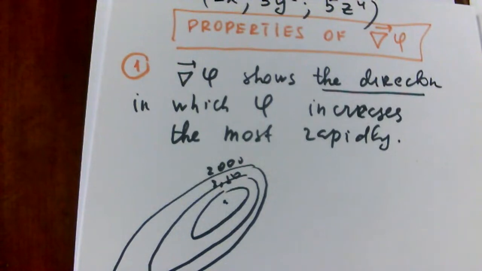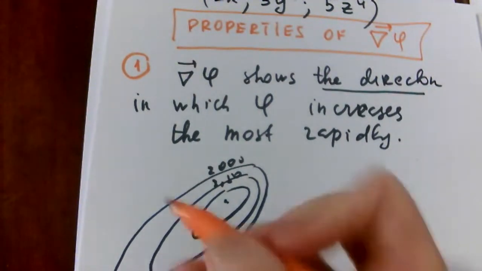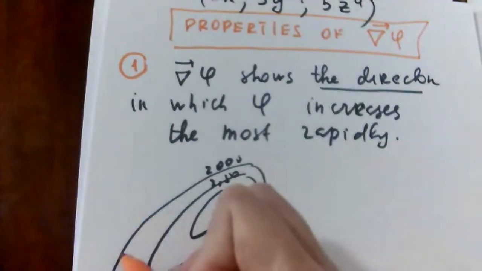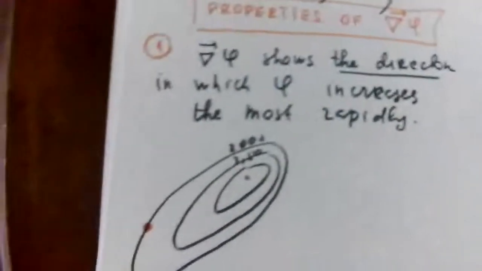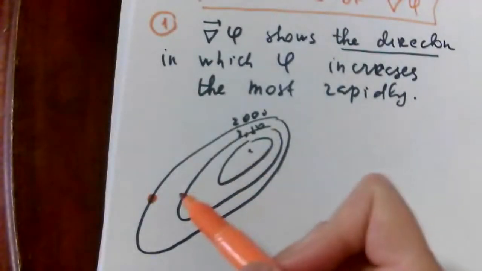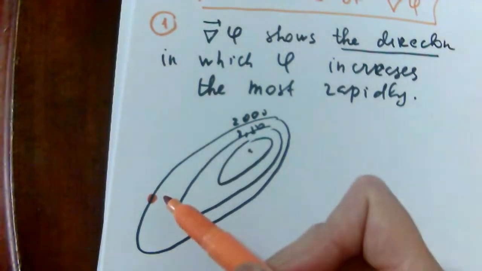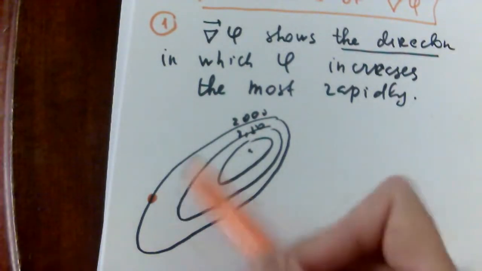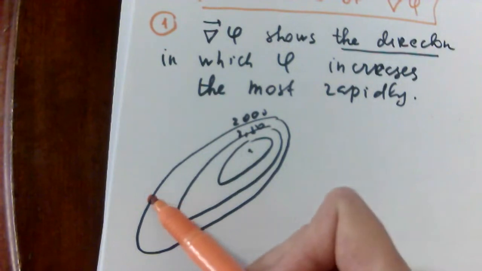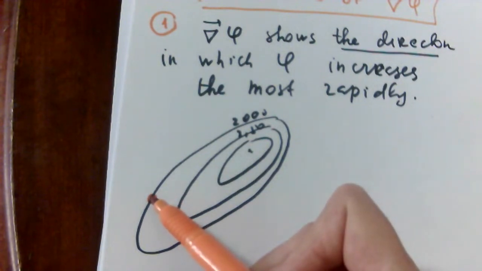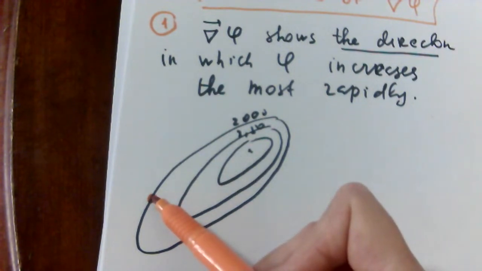Okay, so what about gradient? So let's imagine that we are standing somewhere here at the foot of the mountain, for example. We are standing here, and our function, our scalar field is altitude, is the elevation above the sea level. So this is our phi. And we are going to decide in which direction we should move to get the elevation gain most rapidly.